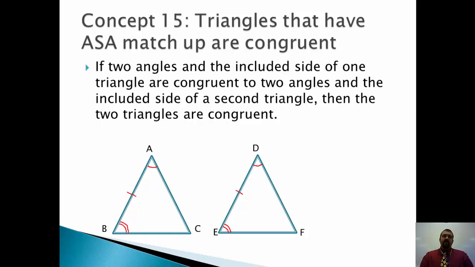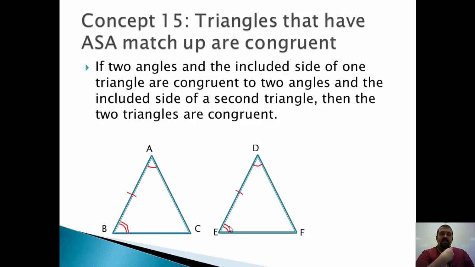So if I look, concept 15, triangles that have angle side angle matchup are congruent. So if I have it go angle side angle, the triangles are congruent. If two angles and the included side, so just like before, included side is the side between the two angles. So segment AB here is the included side because it's between angle A and angle B. Similarly, segment DE here is the included side because it's between angle D and angle E.